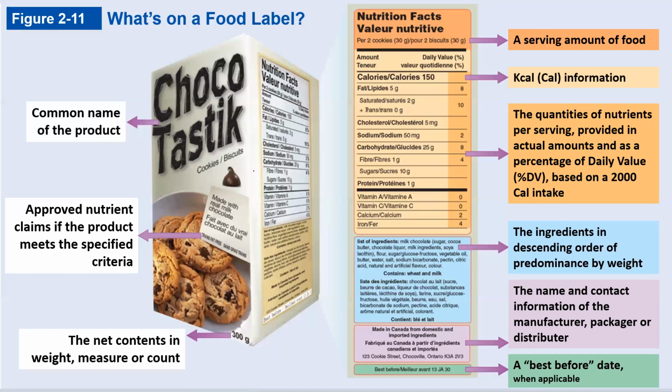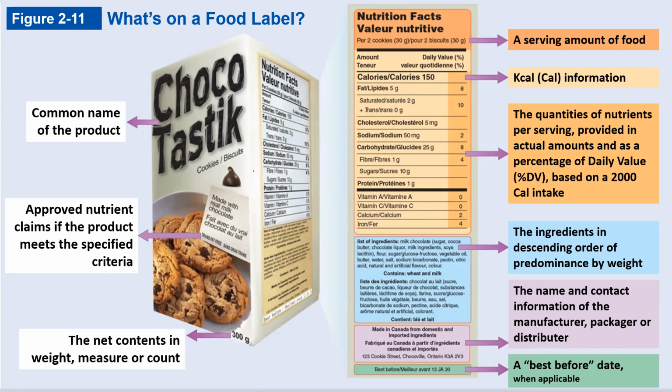So you can see in this case here, this is some sort of cookie. And so serving amount is considered to be 2 cookies. They usually also give you the volume or weight, which is pretty typical. So if you're looking at some sort of breakfast cereal, it might say 200 grams or 100 grams or something like that, as a typical serving size.